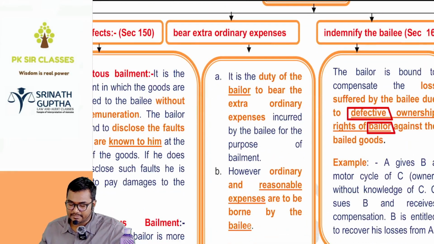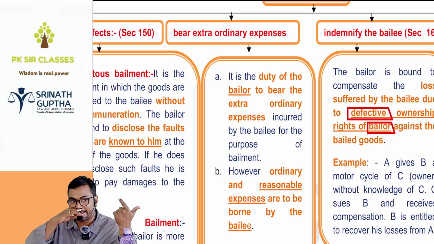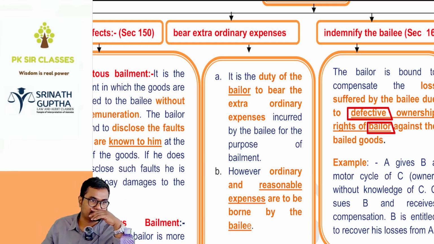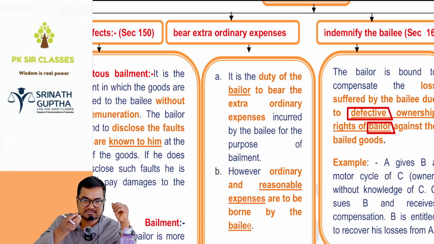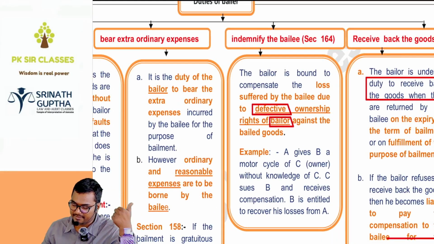And ordinary and extraordinary expenses. Who will bear the ordinary expenses? Bailee. Extraordinary expenses? Bailor. So I go back to the mechanic for the repair. That grease, water, Bailee. And if the engine is damaged, Bailor. Ordinary expenses? Bailee. Extraordinary? Bailor.